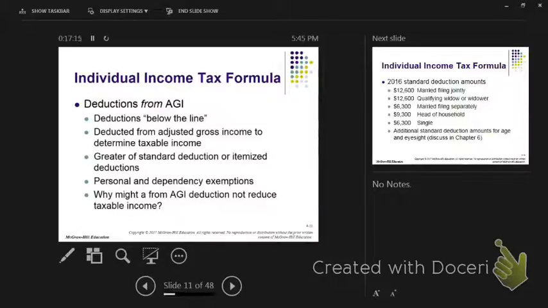So you take the greater of them, then you have your personal and dependency exemptions, and then the question is, why might a from AGI deduction not reduce taxable income? Does anybody have an idea why you might have a from AGI deduction that would not reduce taxable income? If I go back over here, these are all from AGI deductions, second page of the 1040. Lines 39 to 42, why might one of those not reduce taxable income?